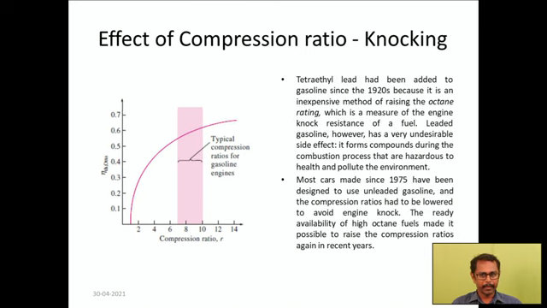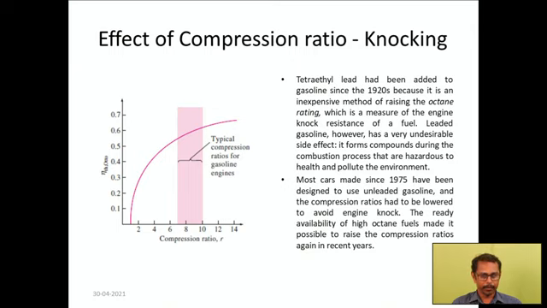Tetraethyl lead had been added to gasoline since the 1920s because it is an inexpensive method of raising the octane rating, which reduces knocking. Octane rating is a measure of the engine knock resistance of a fuel. Leaded gasoline, however, has a very undesirable side effect. It forms compounds during the combustion process that are hazardous to health and pollute the environment.